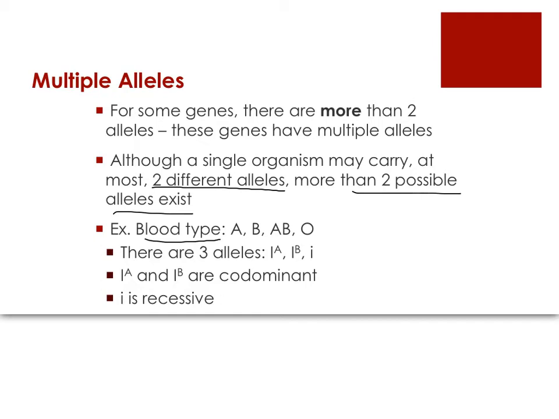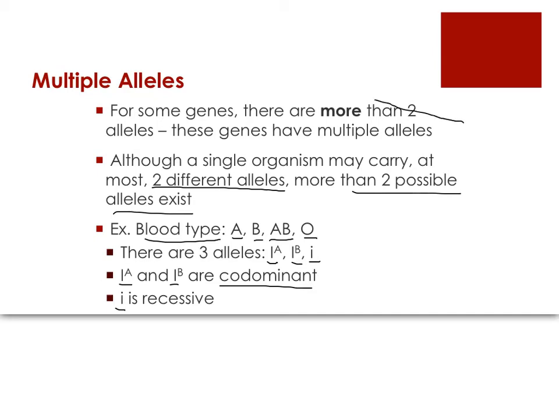For blood types, there's type A, there's type B, there's type AB, and there's type O. And there are 3 alleles here. There's the A allele, the B allele, and little i is the O allele. So A and B are both codominant. They're both expressed when present. And O is represented as little i, and that is recessive.